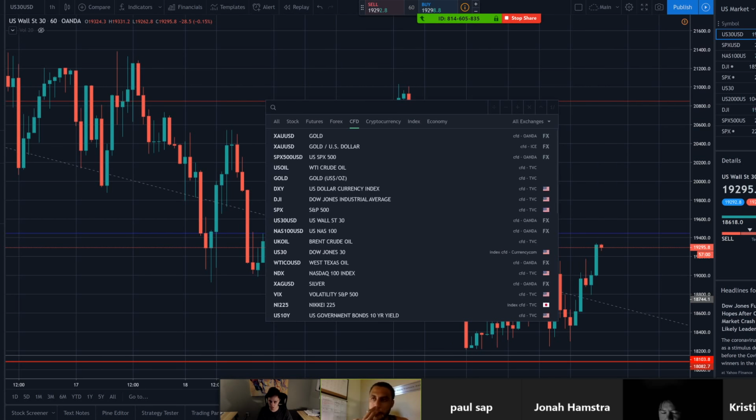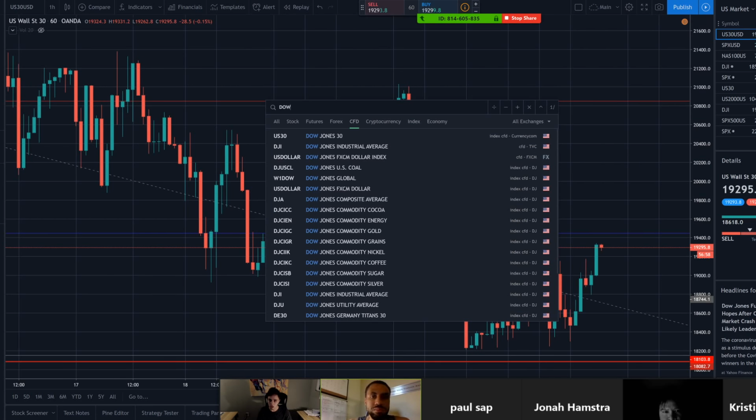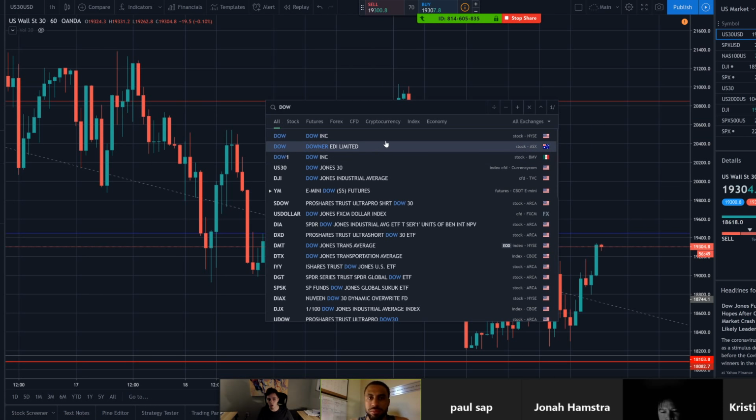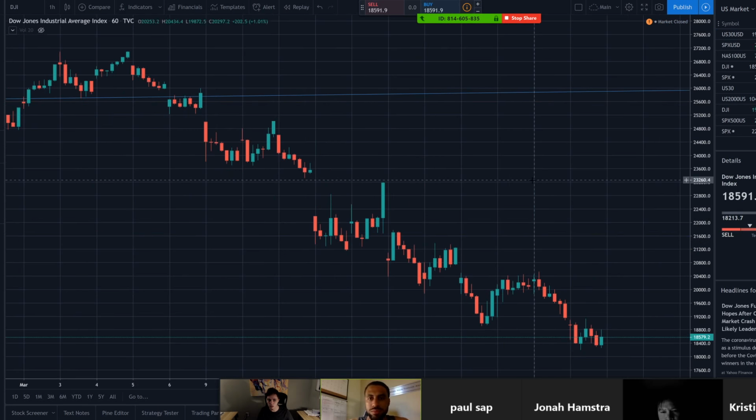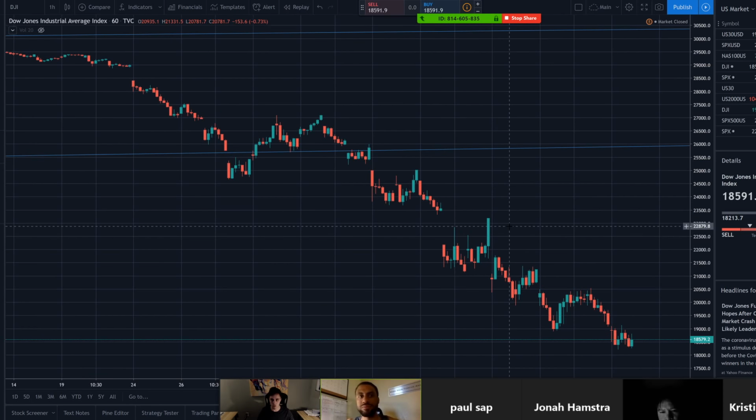But if you type in Dow, it even comes up here as an index CFD from the top one in the CFD column. But in the all, it has the stocks. Here's a CFD, a DJI. So even though this one's a CFD as well, it just doesn't work the same. It matters.